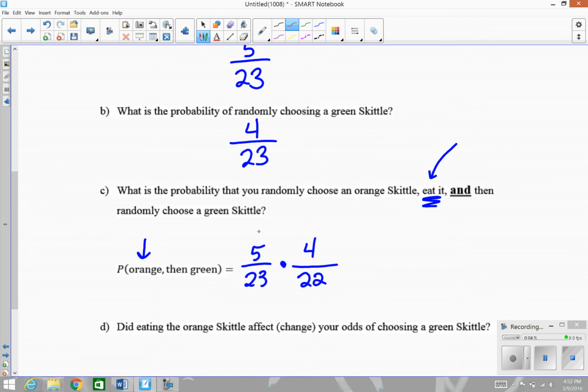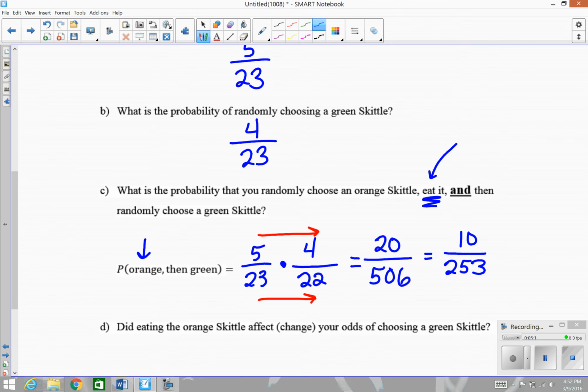Just like on the last page, and means to multiply. 5 times 4 is 20, and 23 times 22 is 506. You're welcome to leave it like that, or you can reduce if you'd like. Either way, those are fine.